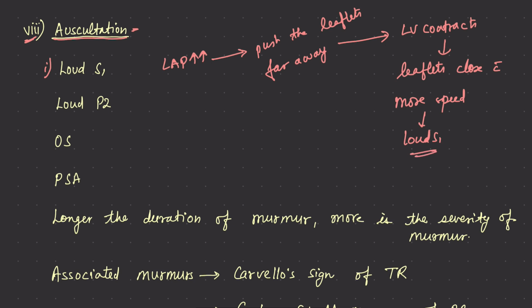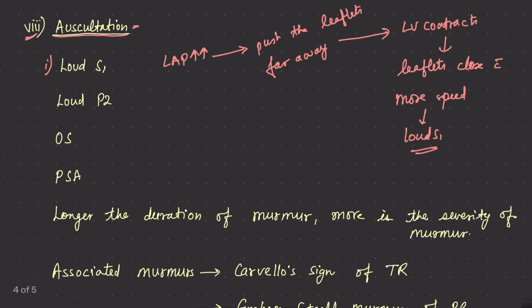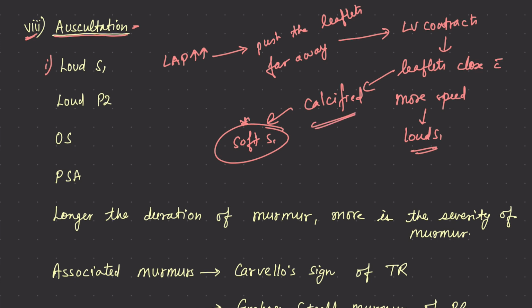But at the same time, if the leaflets are calcified, there will be a soft S1. This is an exception in mitral stenosis. When the leaflets are calcified, the S1 will be soft.